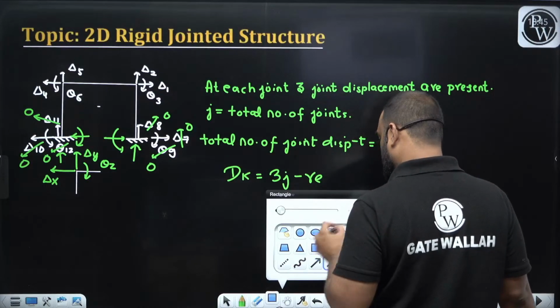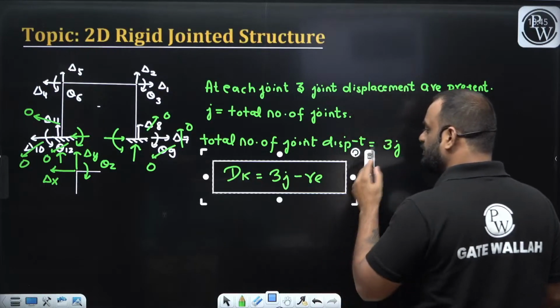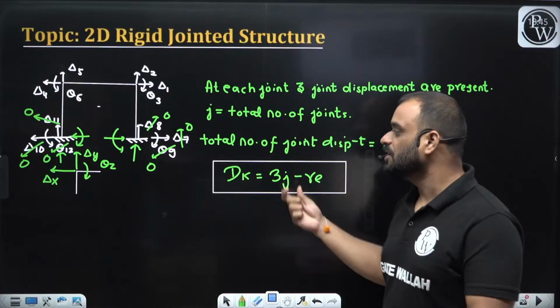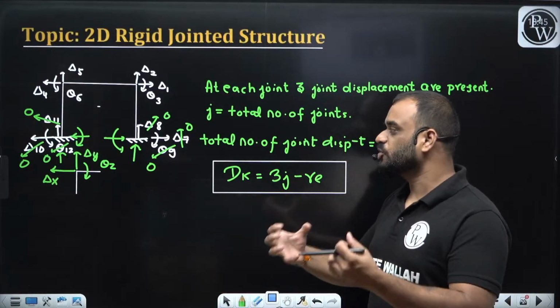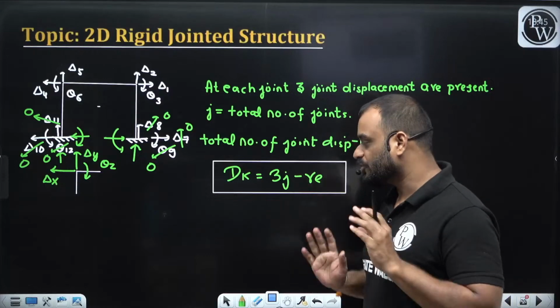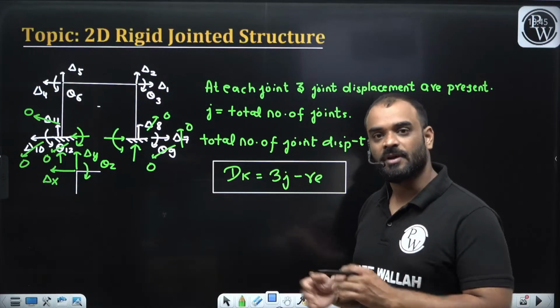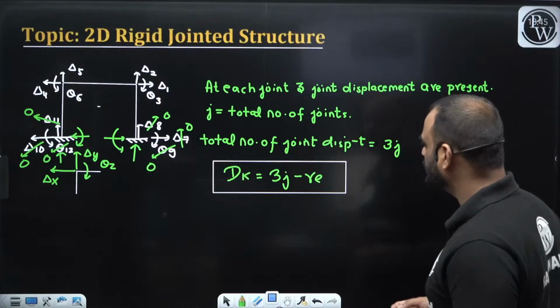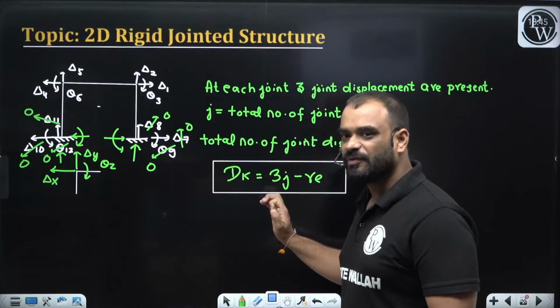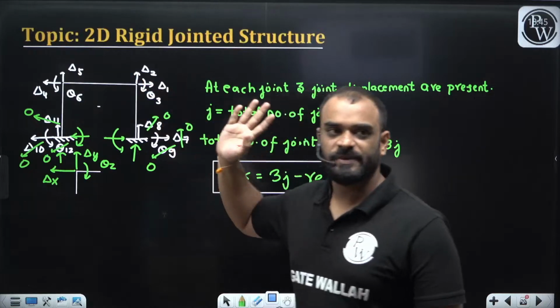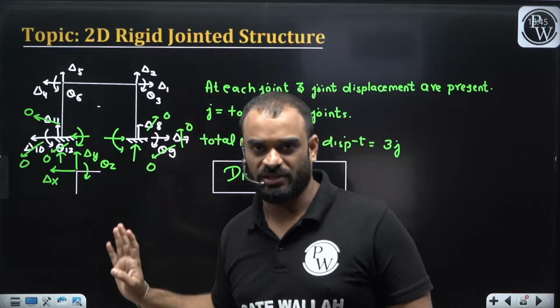3j minus Re. Why have we subtracted Re from this? Because we know that the external support reaction will stop joint displacement, making it 0. That's why we need to subtract the value of Re from 3j. Understood? So this is one of the formulas in which we have considered all the types of joint displacement which can be possible in the structure, right?